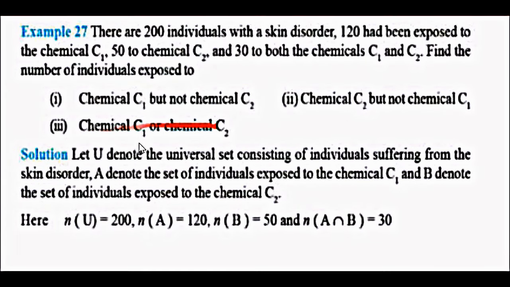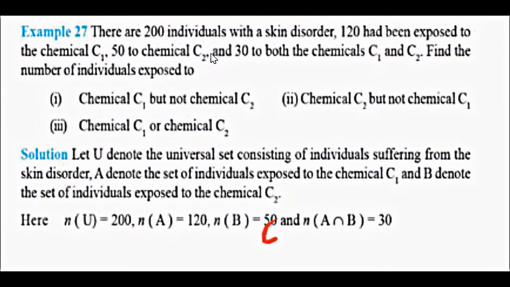But U is the universal set. C1 we will denote by A, C2 we will denote by B. So n(U) is 200 as it is given, n(A) is 120 as it is given, and n(B) is 50. We take C1 as A, C2 as B, and A intersection B is also given as 30. How? This is given as both C1 and C2.